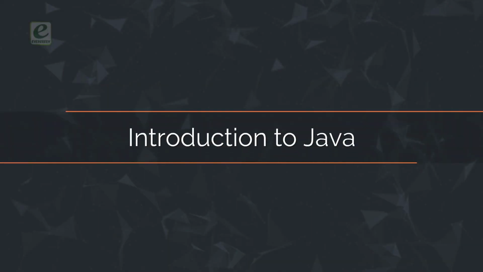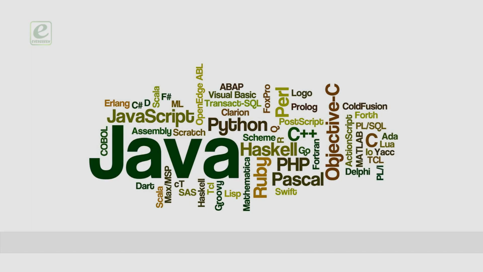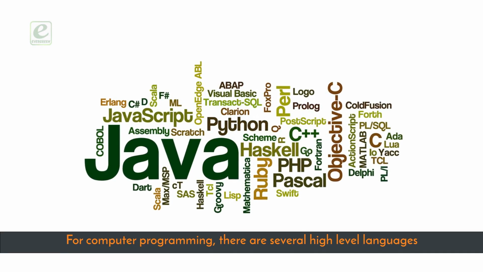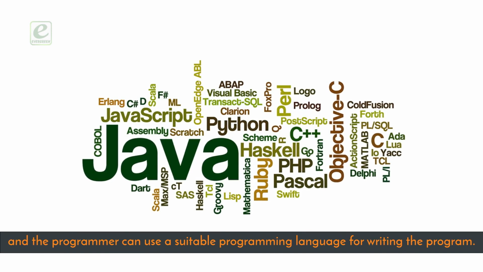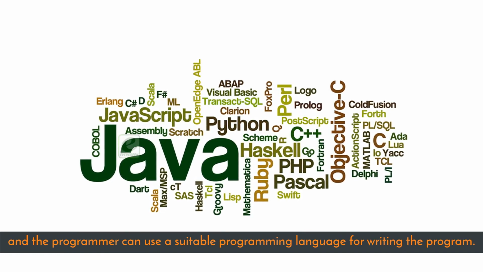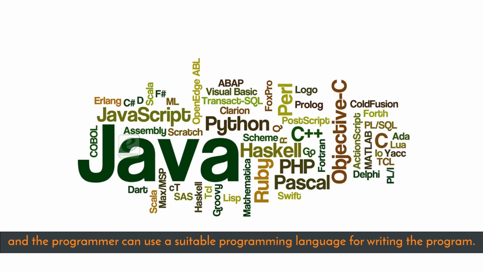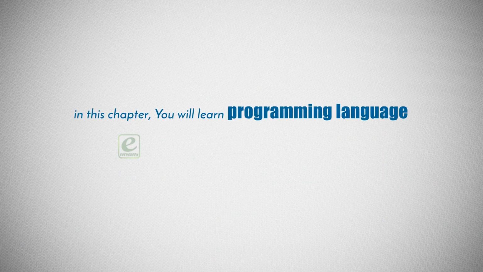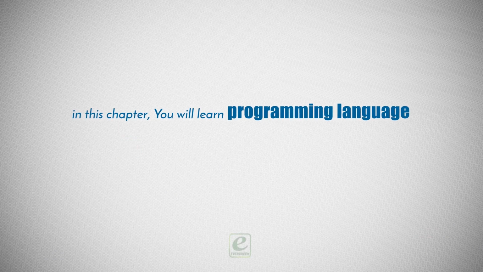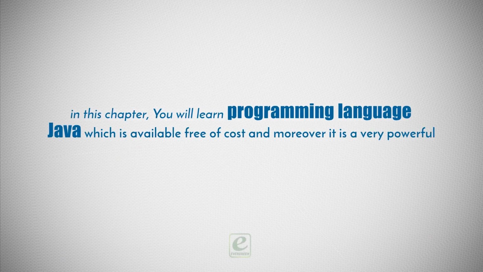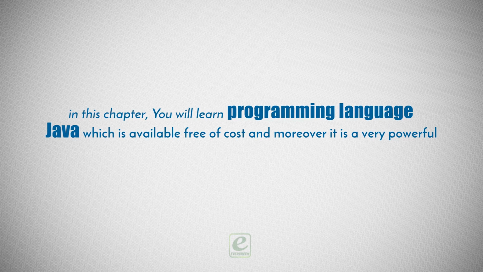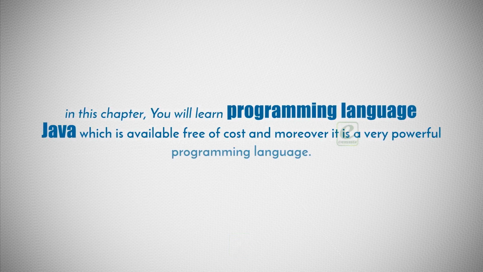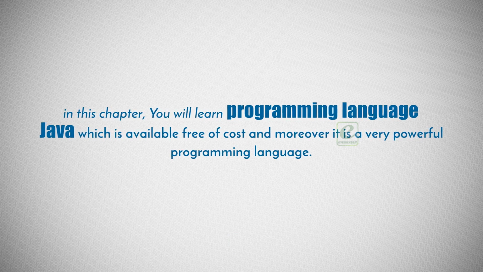Introduction to Java. For computer programming, there are several high-level languages, and the programmer can use a suitable programming language for writing the program. In this chapter, you will learn about the programming language Java, which is available free of cost, and moreover, it is a very powerful programming language.